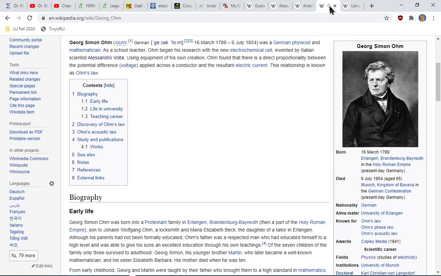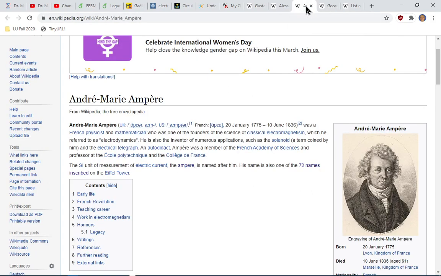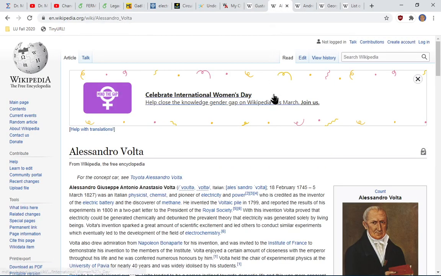Okay, the scientists we talked about: the resistance is measured in terms of ohms. Ohm was a German scientist. Then the current was measured in the unit of amperes. Ampere was a French mathematician who was working on electricity and magnetism, and his name is attached to that. Our batteries are measured in terms of volts. That's in honor of the Italian physicist Alessandro Volta.